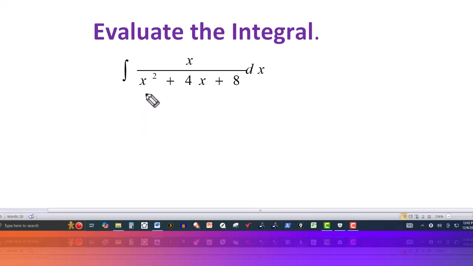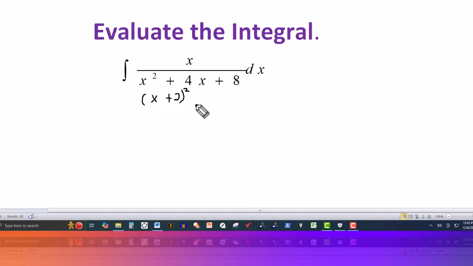Now, on some occasions, you might let the u equal what's in the denominator. And if the derivative of that gives you an expression of x that's in the numerator, that could work. Now if we had a 2x plus 4 up here, it would work. But we don't. So let's rewrite this.